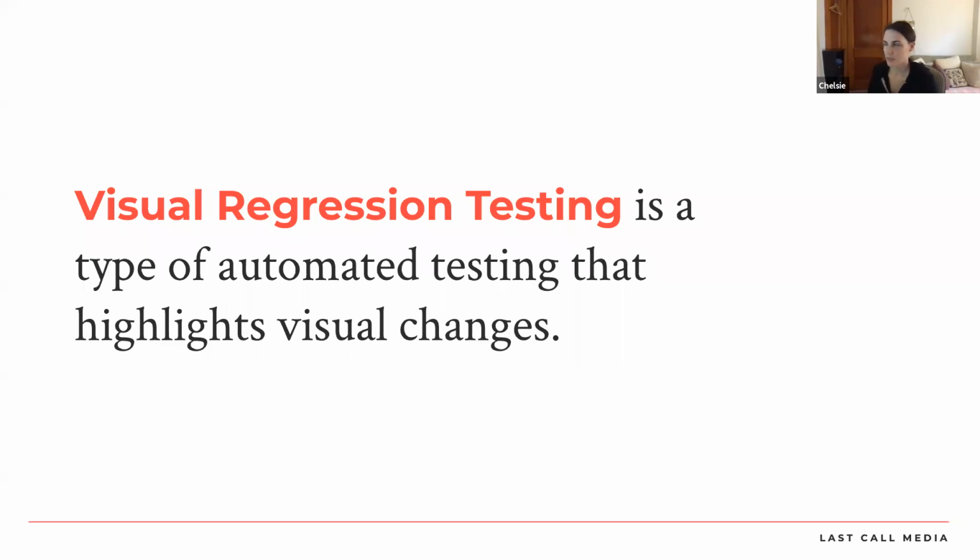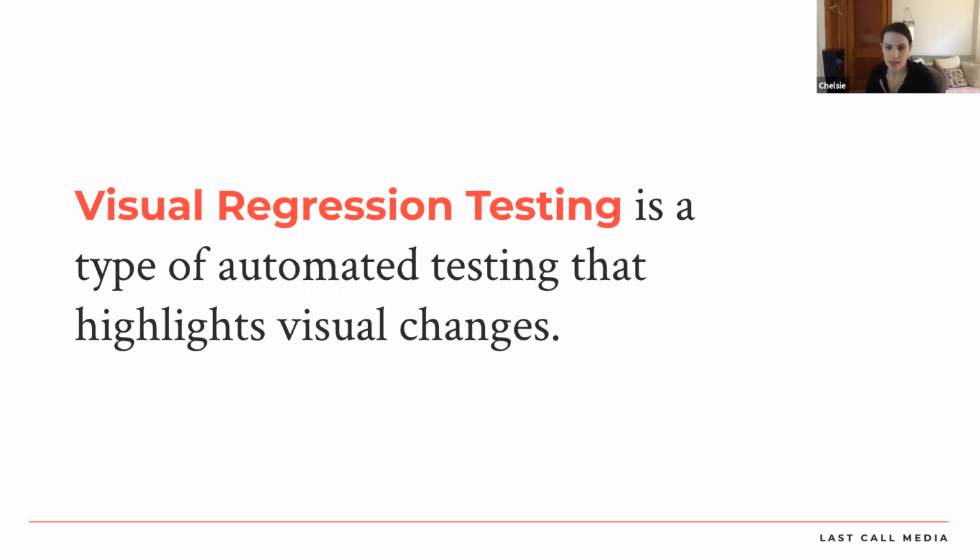So what is visual regression testing? Visual regression testing is a type of automated testing that highlights visual changes in a web page. So this is a testing tool that is taking over for manual visual testing of web pages, comparing things with your human eyes. Instead, we're leveraging computers to do that, which is pretty neat.